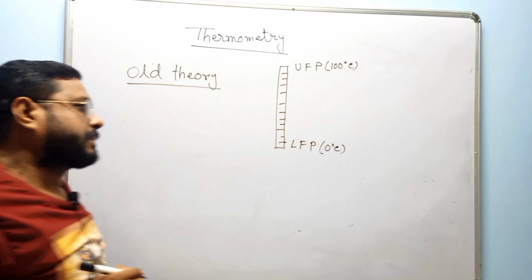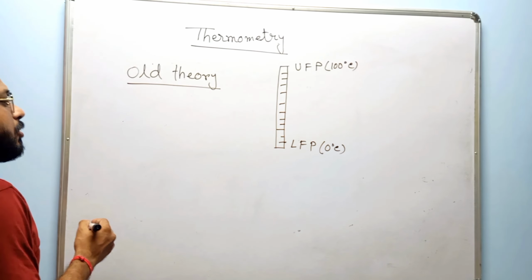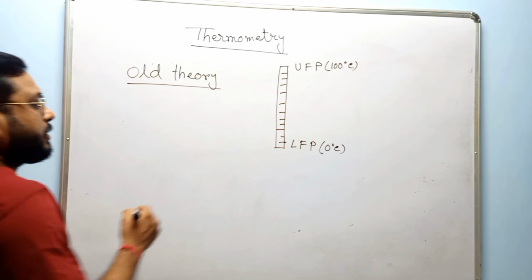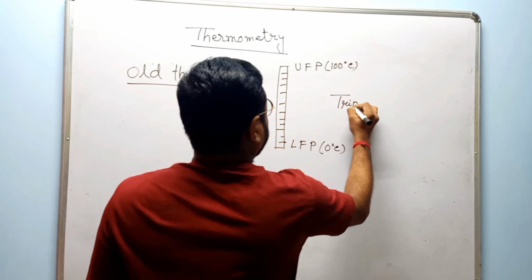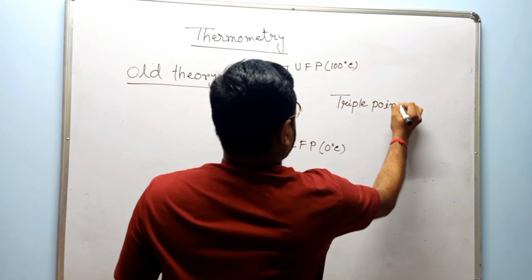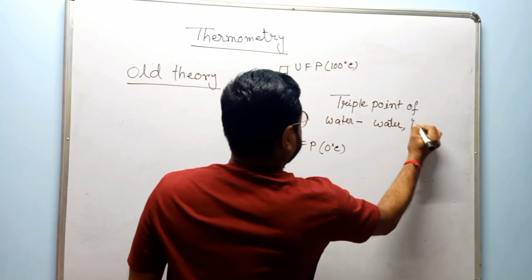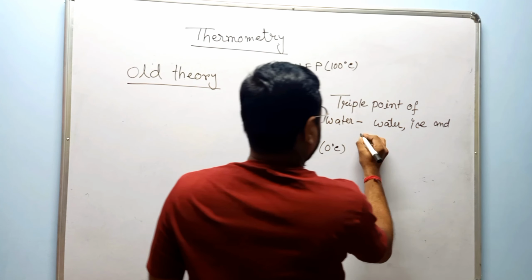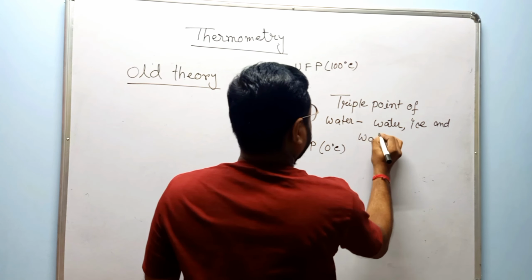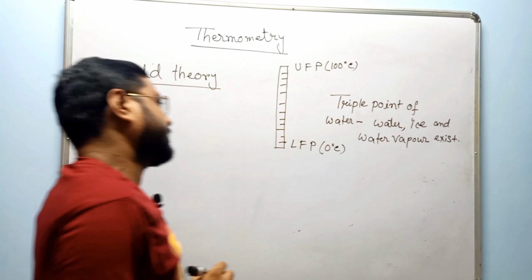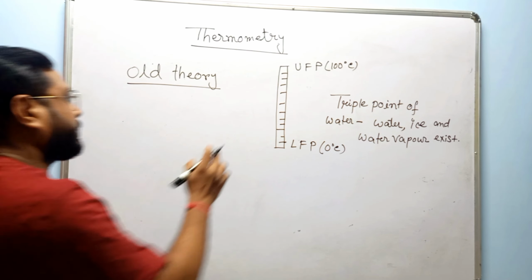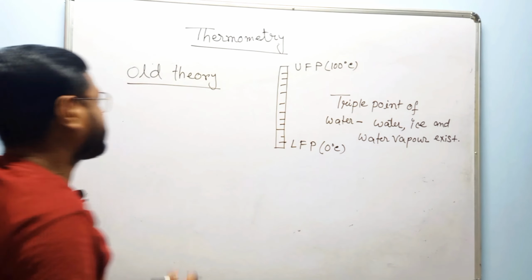But in the modern theory, 2 fixed points are not required, only 1 point is required, that is called the triple point of water, in which water, ice and water vapor exist at the same point or same temperature. In the modern theory it is taken as TC.